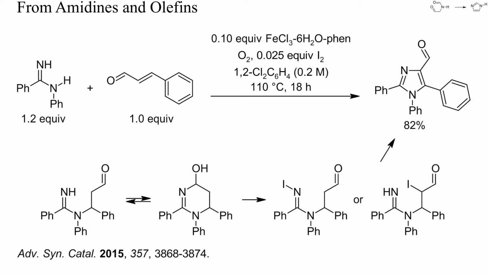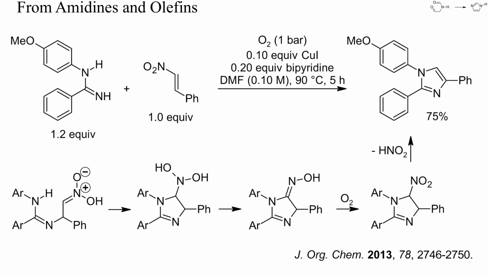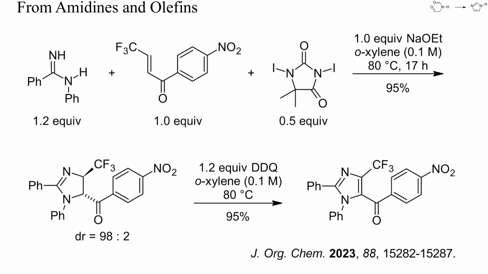Here, oxidation by oxygen was catalyzed by iron and iodine, and the formyl group remained unchanged. In this example, the electron-deficient alkene was nitrostyrene, and the oxygen-mediated oxidation was catalyzed by copper. Here, the imidazoline resulting from the oxidative addition of an amidine to an enone could be isolated. Dehydrogenation to the imidazole was achieved by heating with DDQ.